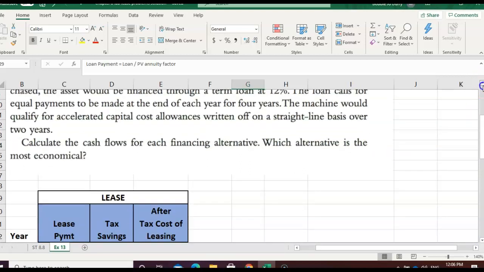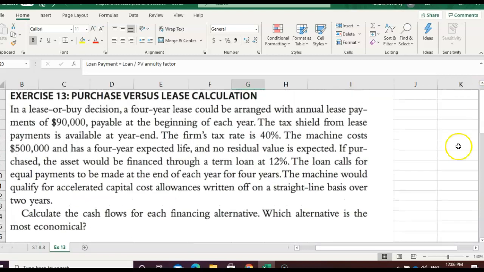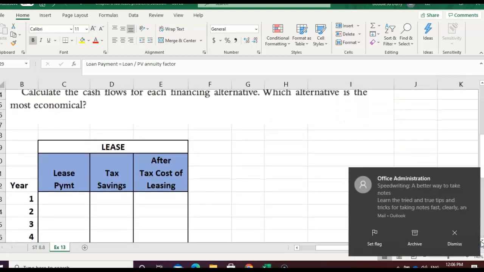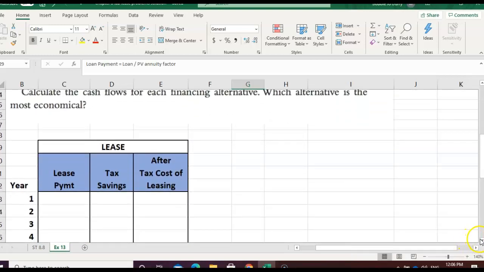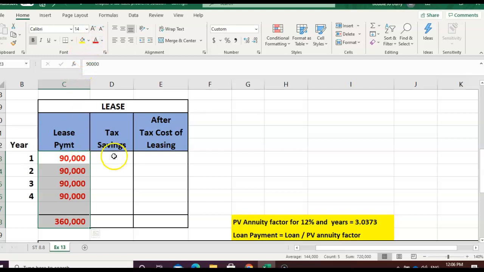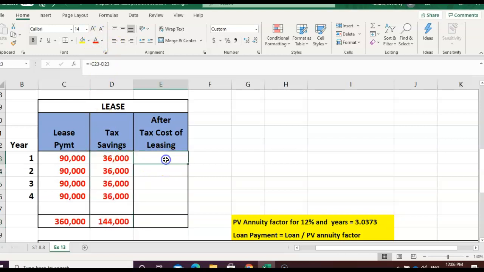So our lease payments, what did they tell us? $90,000. So our lease calculation here, we have our lease payment over 4 years, $90,000 a year. Our tax savings is 40%, so we're going to multiply that amount by 40%. We deduct the tax savings from the lease payment, and we get $54,000 a year. So the after-tax cost of leasing is $216,000.